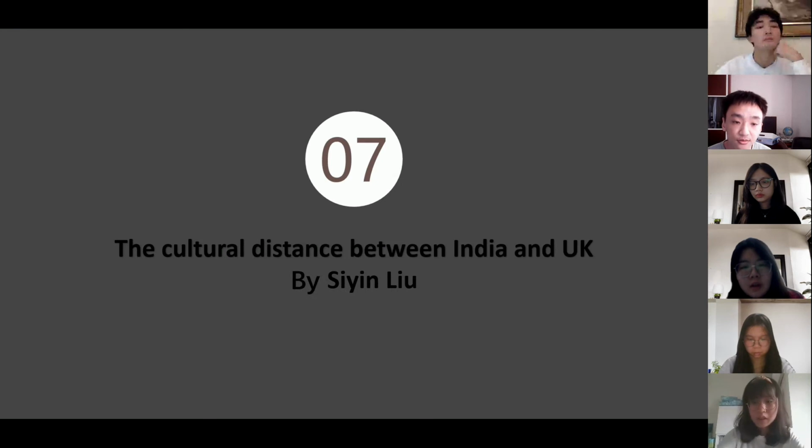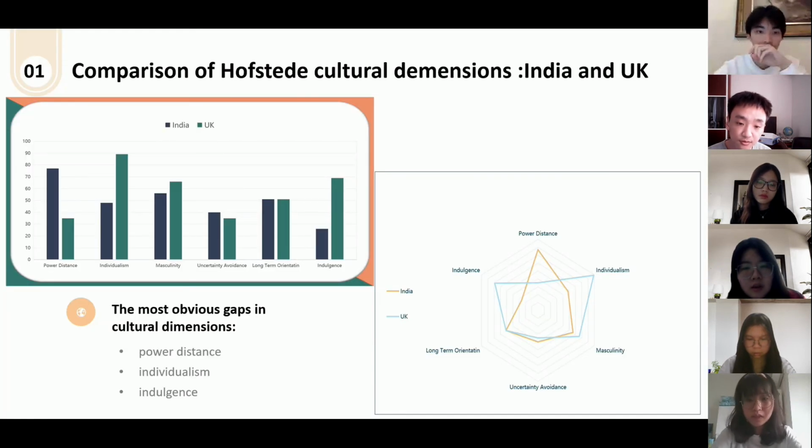Next, I will present the cultural distance between India and the UK. The first part is a comparison of the two countries. Using holistic cultural dimensions, from these two graphs we can clearly see the gap between India and the UK on the dimensions of power distance, individualism, and indulgence.